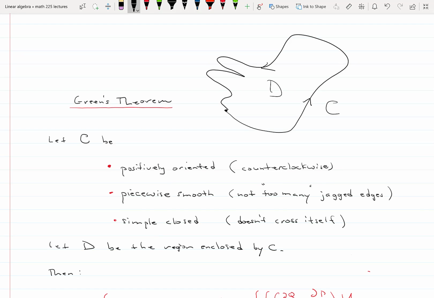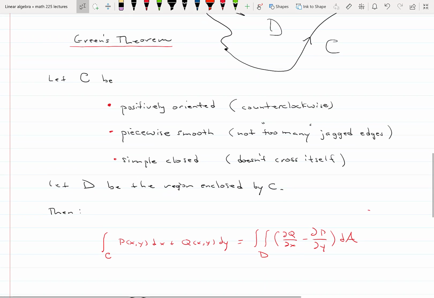And here's Green's theorem. Green's theorem says then that the line integral along C of P of x,y dx plus Q of x,y dy, a really common integral for us, equals the strange looking double integral of the partial of Q with respect to x minus the partial of P with respect to y. Okay, that's kind of an interesting thing.